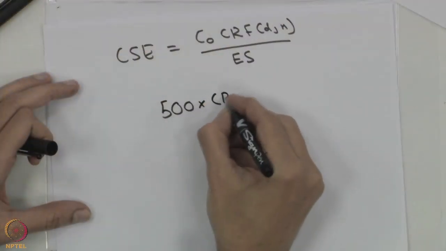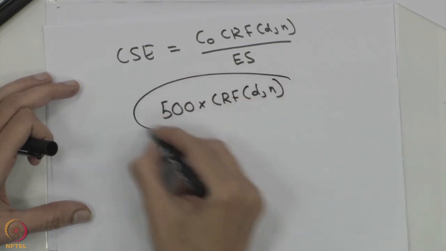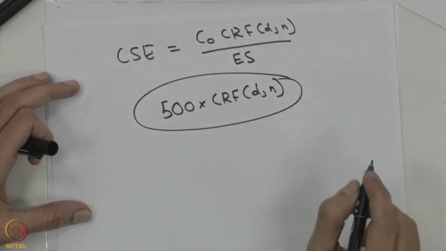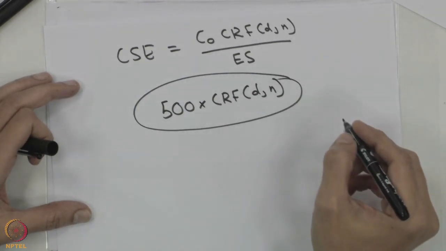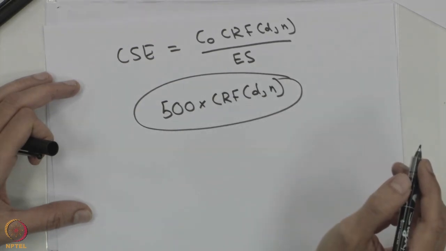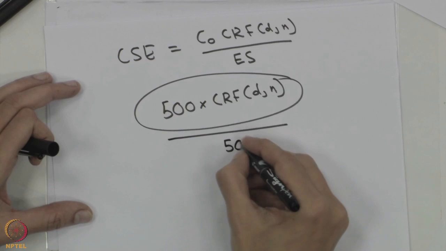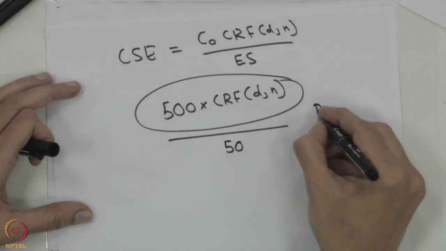Now, this cost of the saved energy will depend on the discount rate. Your incremental investment is 500 rupees. So, 500 into the capital recovery factor is the annual amount in terms of rupees that we are paying as the annualized investment. This divided by the saving, which is 50 kilowatt hour, will give you the rupees per kilowatt hour.